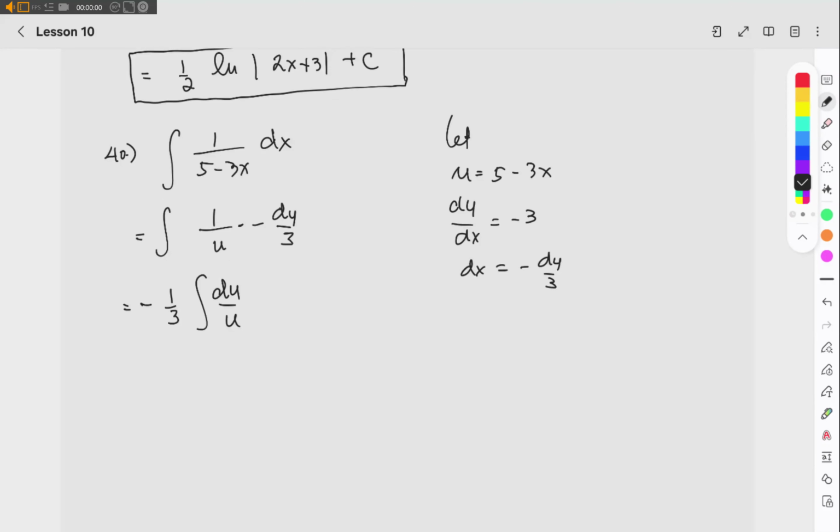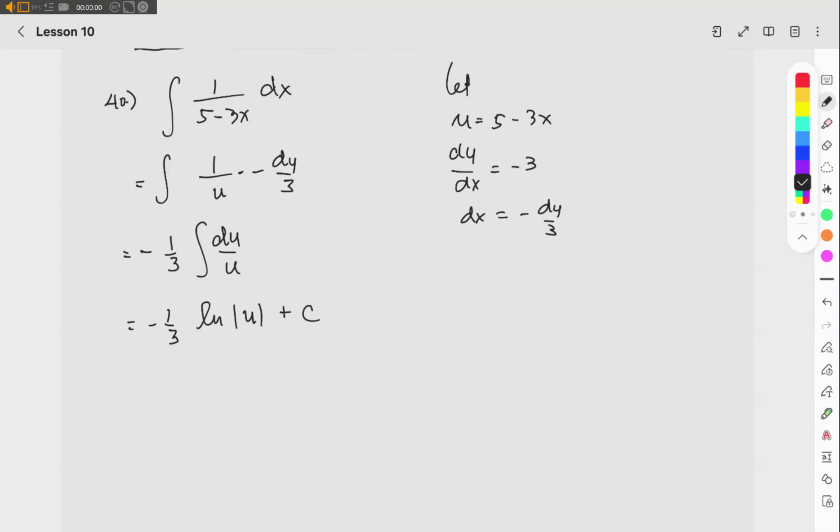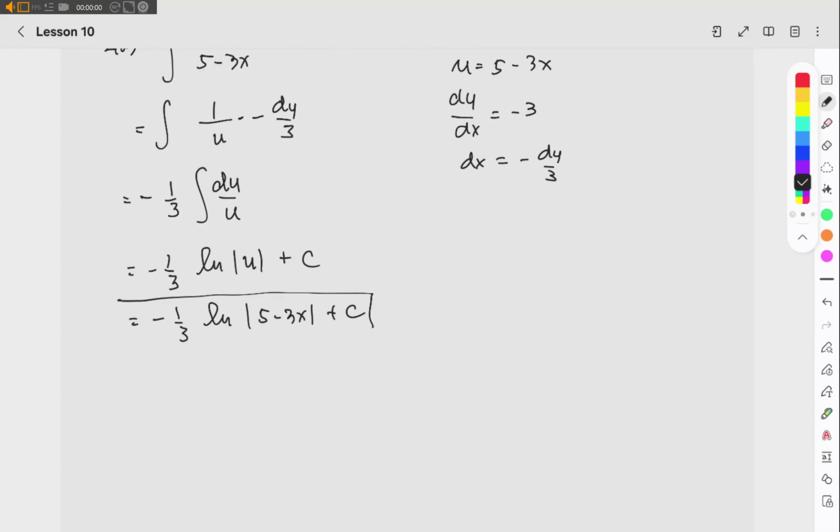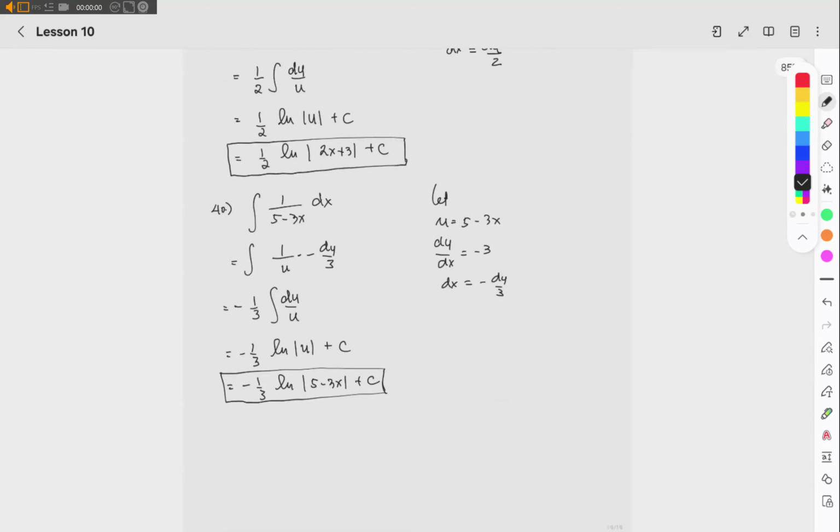What is the integral of du over u? It is ln of the absolute value of u plus c. And then you just substitute back: ln of u is simply ln of 5 minus 3x plus c.